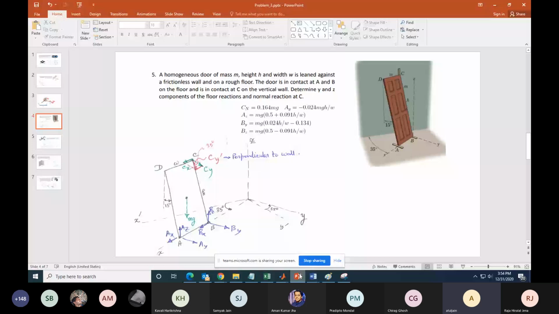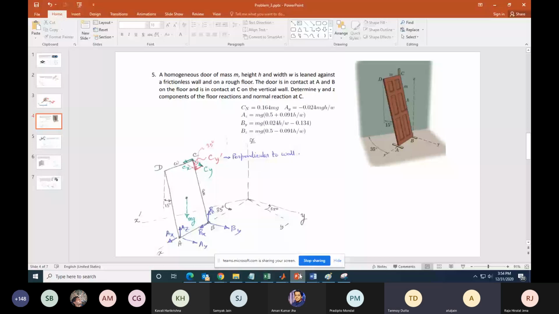In A and B, it is joined at A and B. That is why we are considering AZ also and BZ also. I thought they were just normal. Ax, Ay is coming because the floor is rough. It can want to move in any direction.